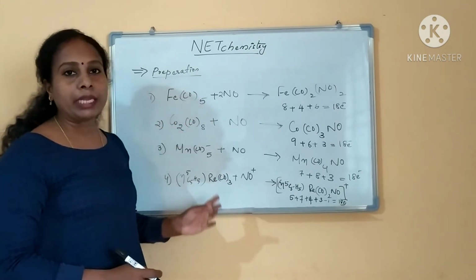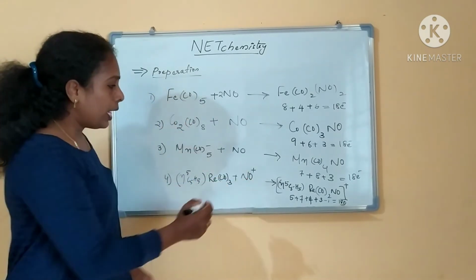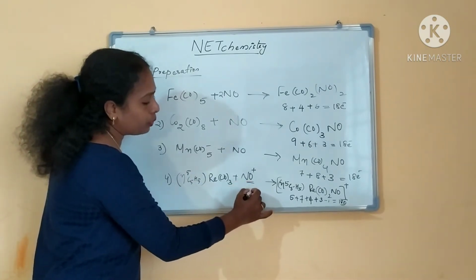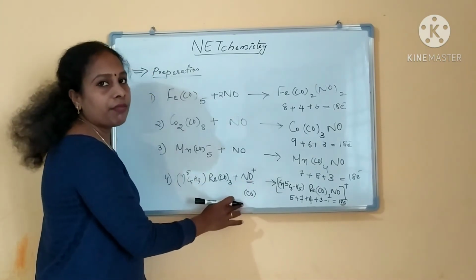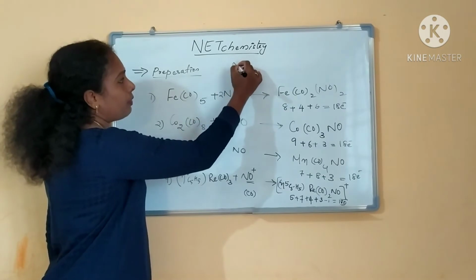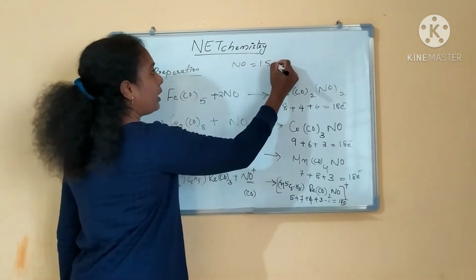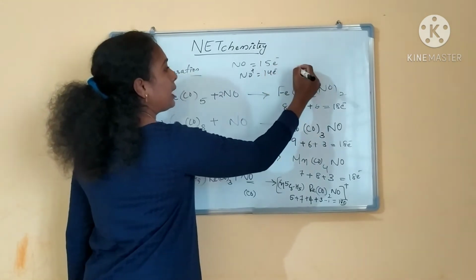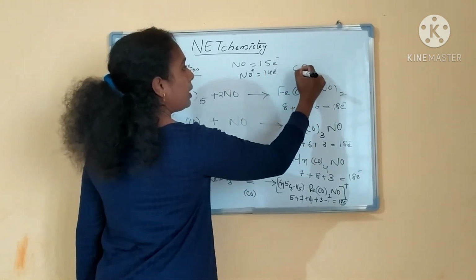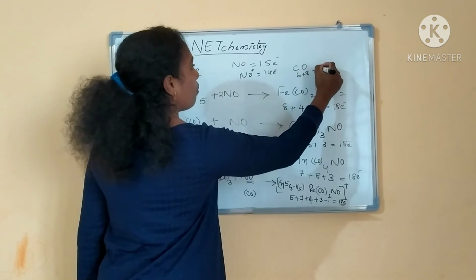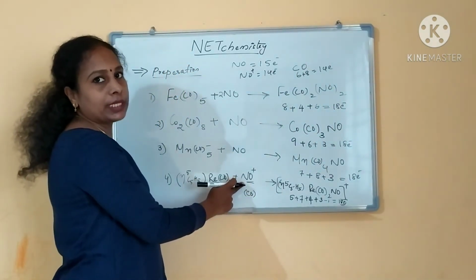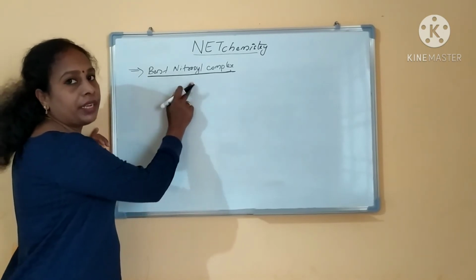You have to take metal carbonyls and treat with NO. And see here, one NO plus we have taken. NO plus is identical to CO, right? NO has 15 electrons, right? So NO plus has 14 electrons, same as CO. In CO, carbon has 6 plus 8, right? 14 electrons. So NO plus and CO are isoelectronic species. Clear?